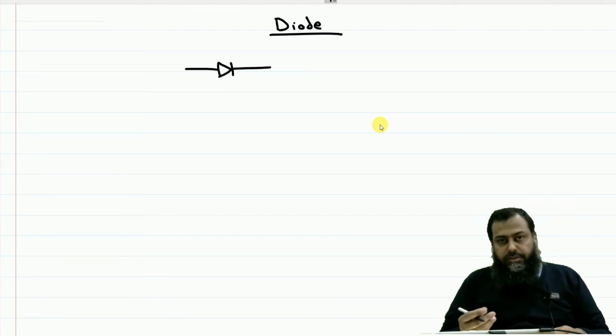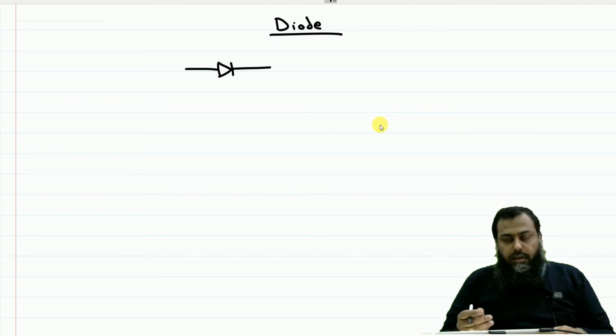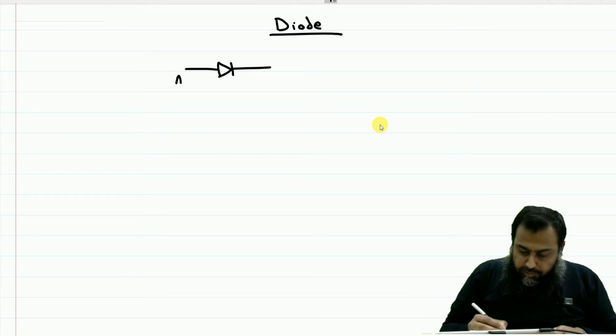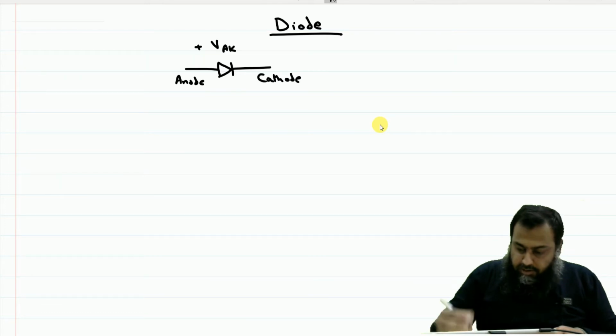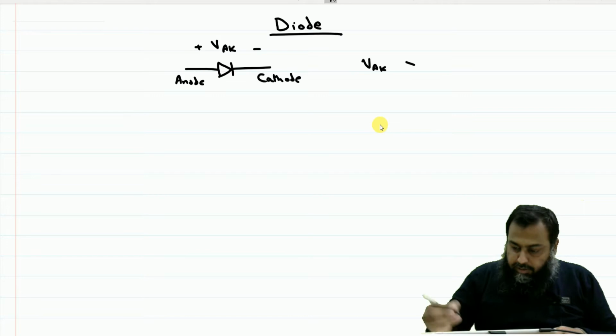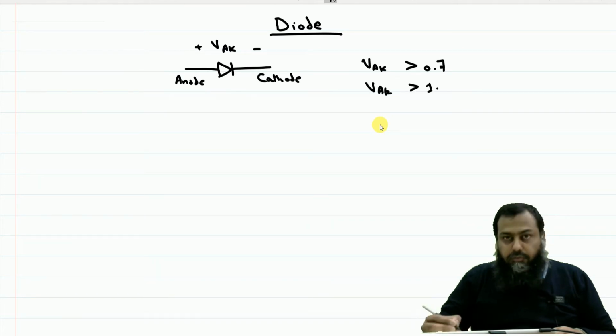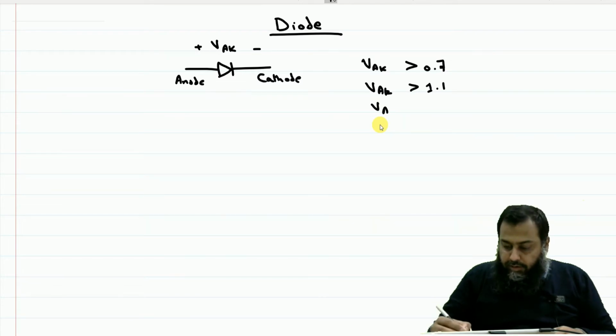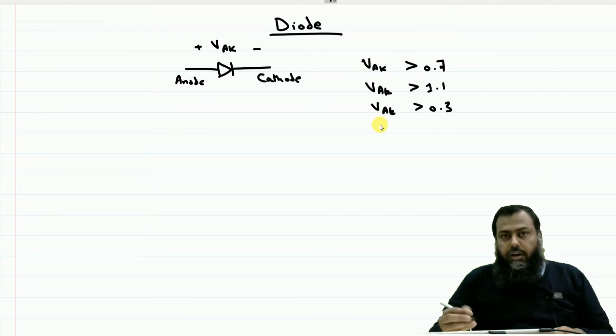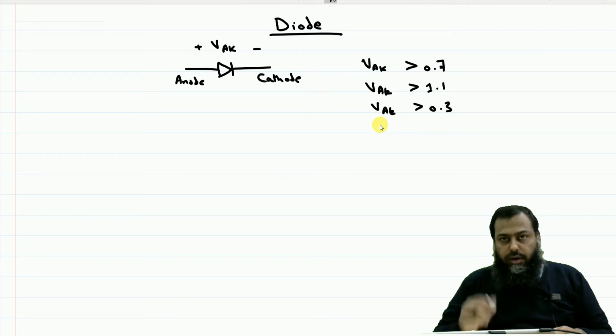We already have much information about how a diode works that we have studied in our earlier course on electronics. One of the terminals is known as the anode and the other is known as the cathode. The applied voltage VAK should be greater than some threshold, which is usually 0.7 volt for a silicon diode. For a gallium arsenide diode, VAK should be greater than 1.1 volt, and for a germanium diode, the threshold voltage should be greater than 0.3 volt to conduct a current through a diode.